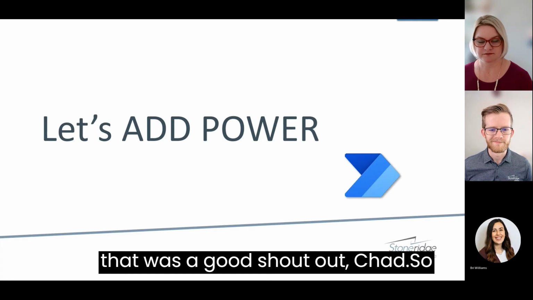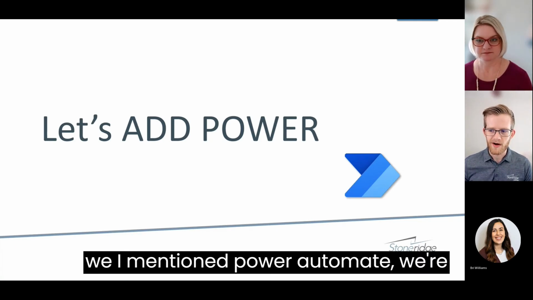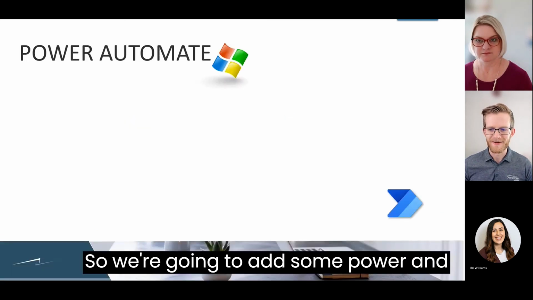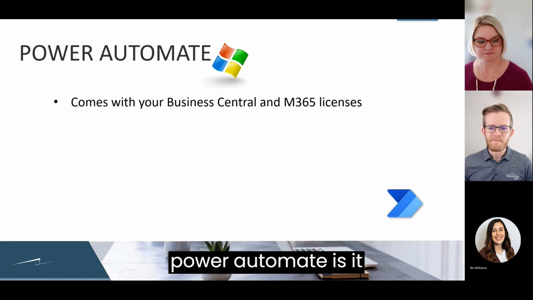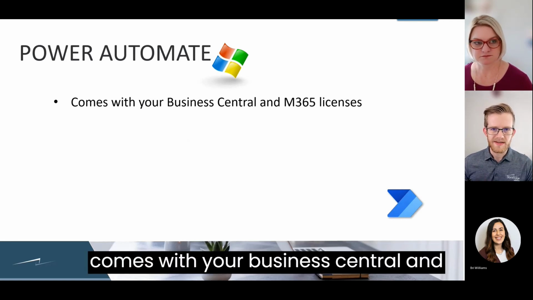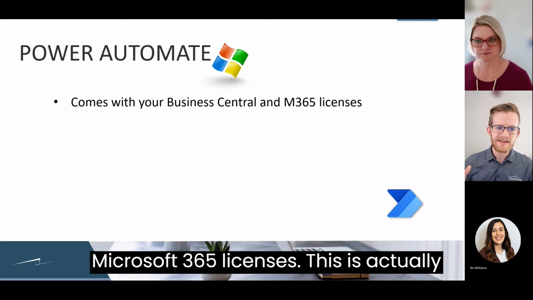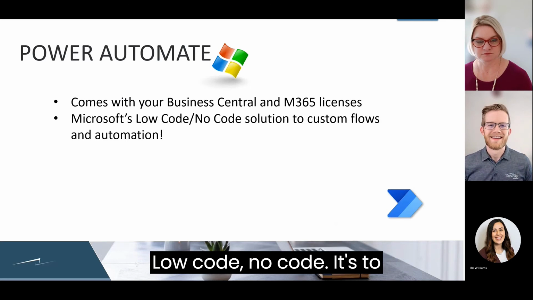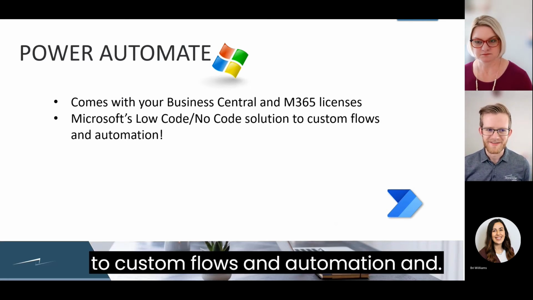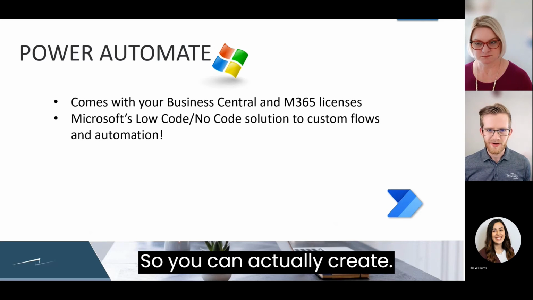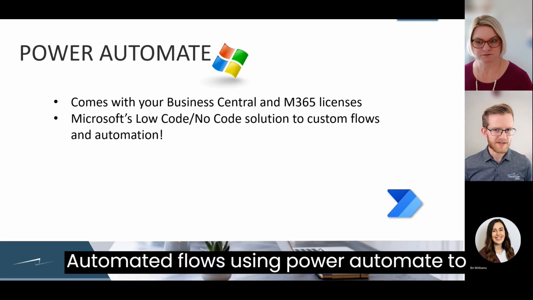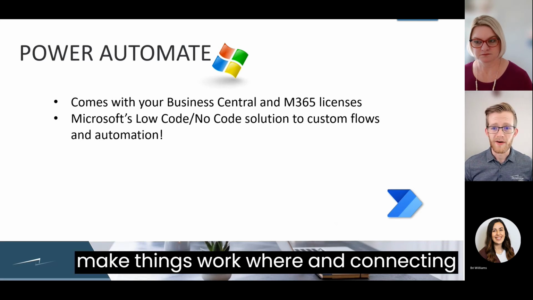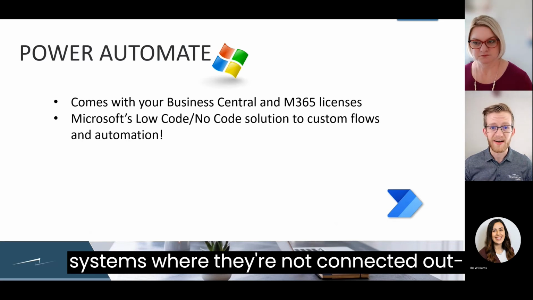Yeah, that was a good shout out, Chad. So I mentioned Power Automate. We're gonna highlight a specific use case. So we're gonna add some power, and Power Automate comes with your Business Central and Microsoft 365 licenses. This is actually Microsoft's low-code, no-code solution for custom flows and automation. And so you can actually create automated flows using Power Automate to do some of these processes and make things work, connecting systems where they're not connected out of the box.